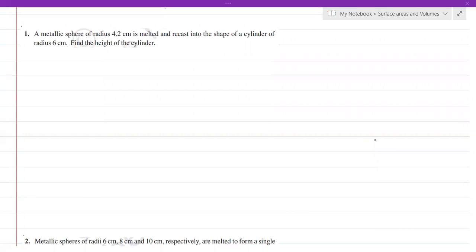So let's continue with the problems. This is the third exercise of surface area and volumes. Here in this third exercise, we'll be converting one shape into another shape. Remember, whenever you convert one shape into another shape, the one thing that remains the same is the volume.